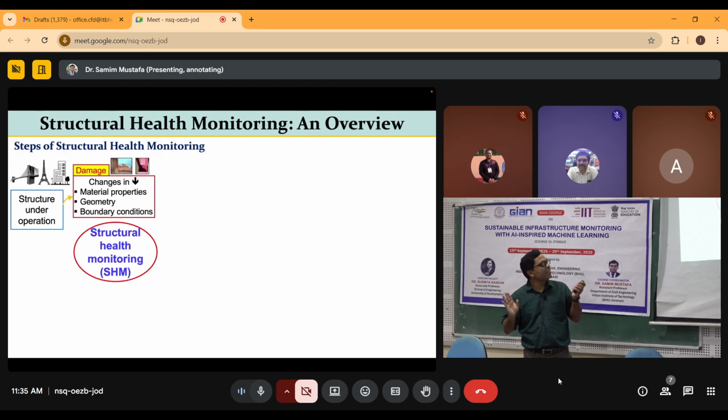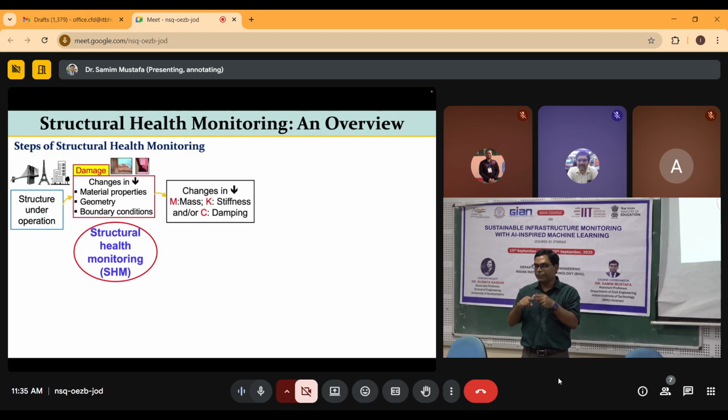So damage essentially means change in these three parameters: material property, geometric property and boundary condition. Now when there is a change in any of these, there will be a change in K or mass or damping. Now you have to look into how to detect those changes in stiffness or mass or damping. That is the challenging thing. So now you know what damage actually does to the structure. The next objective is how we can detect the changes in those parameters.